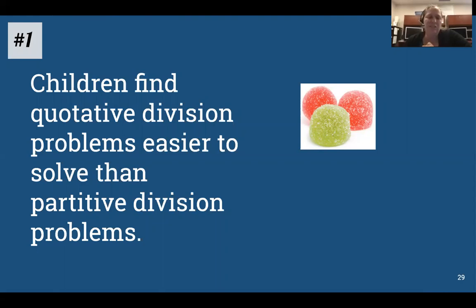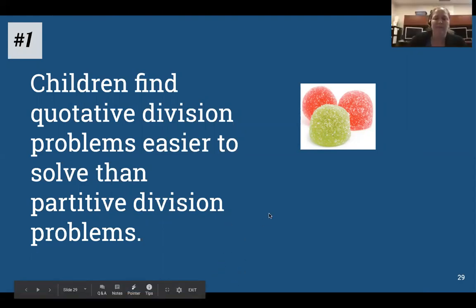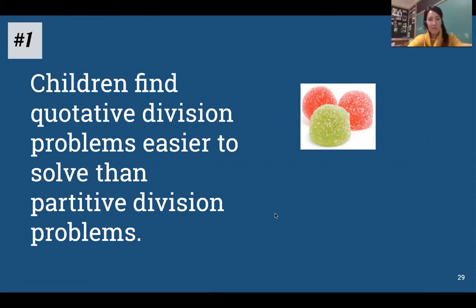Now, older students who've never solved quotative, that does not hold true for them. If they've only ever solved partitive division, they are thrown for a little bit of a loop when they hit quotative division because they've never experienced it before. But when you're first working with multiplication and division with young children, if you use quotative division, they will find that easier than partitive division, which is surprising to us because we think about division in a fair sharing way. So that's usually a bit of a surprise.